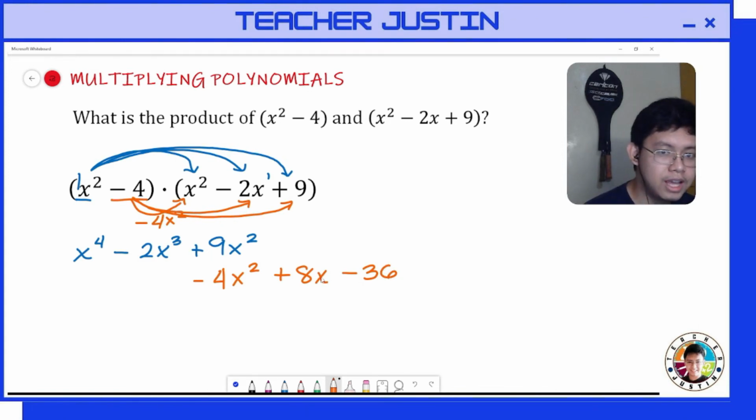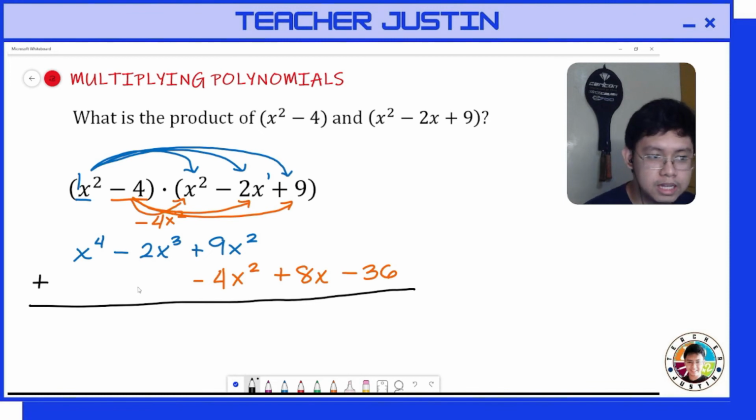Then after applying the distributive property of each term to each term of our second group, we will now proceed to our last part, which is to combine like terms. In combining like terms, we will add the common terms. So let's start with x raised to 4. Since x raised to 4 doesn't have any partner, we will just bring down x raised to 4. Negative 2x cubed doesn't have any partner, so we will just bring down negative 2x cubed.